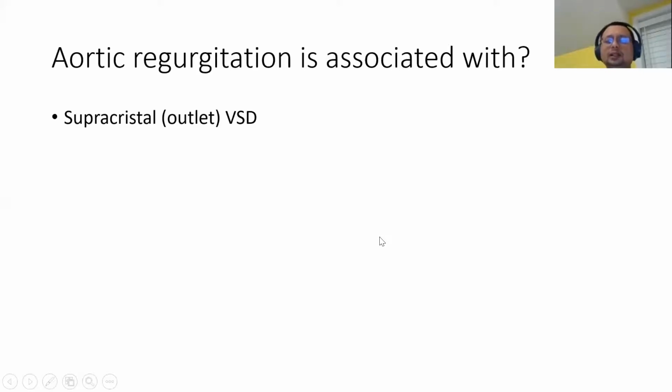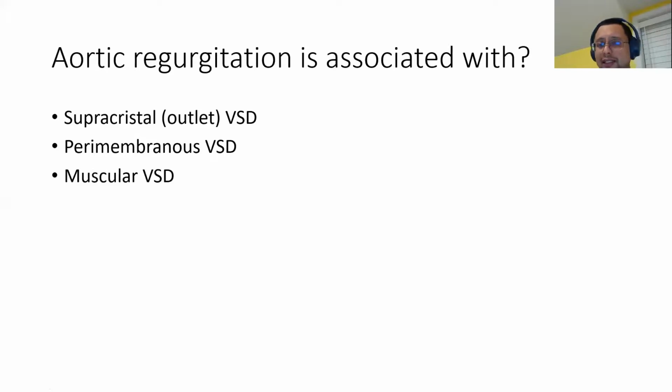So one more question. Aortic regurgitation is associated with A, supracrystal VSD or outlet VSD, that's the same. B, perimembranous VSD. C, muscular VSD. Or D, inlet VSD. So what is your answer? The answer is very easy. The answer is either supracrystal VSD or perimembranous VSD.